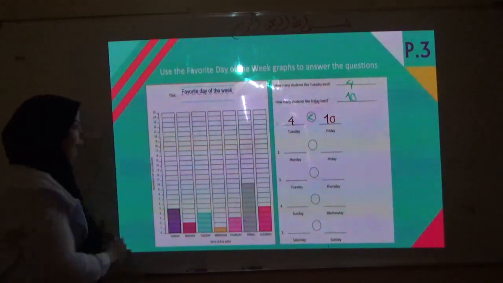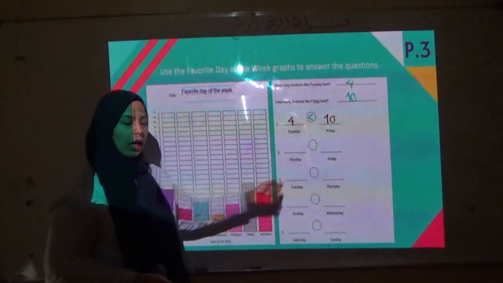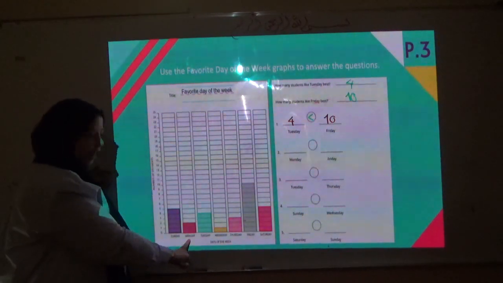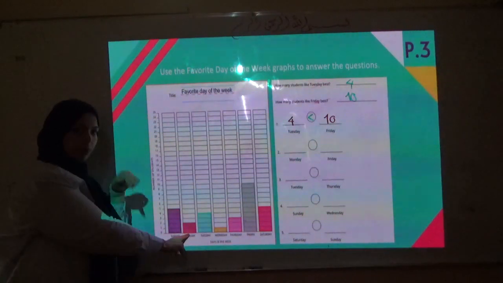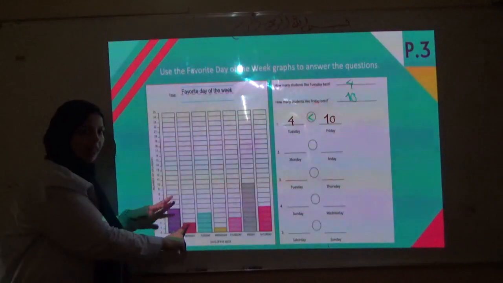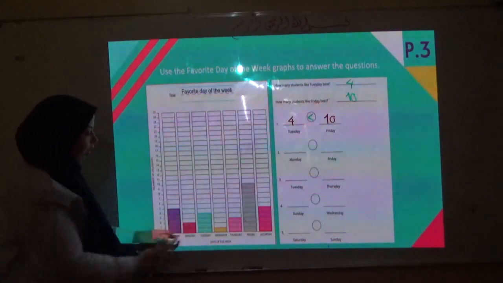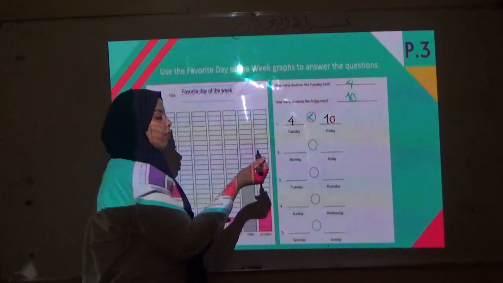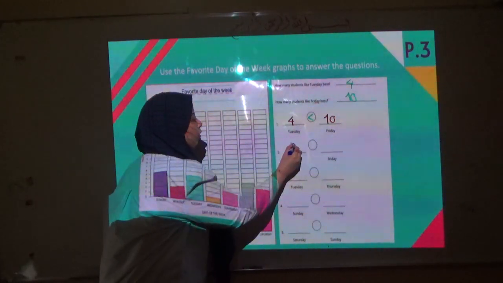Okay. For Monday, I will go to my graph and put my finger on Monday, and I will count starting from 0 to 1, 2, and that's it. That's the end of the bar. So I only have 2. So I will write here above Monday 2.